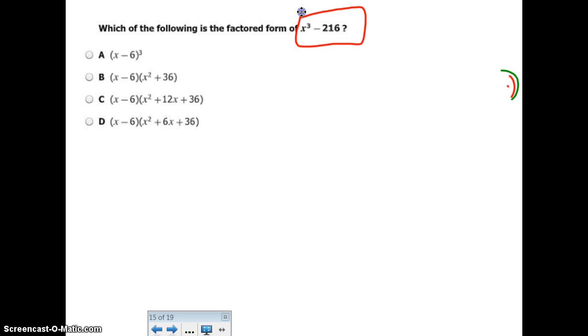All right, so it helps to know your special case polynomials really well. So we'll do a brief review of special cases right here. Special cases. Okay, the first one we're going to look at is difference of squares.